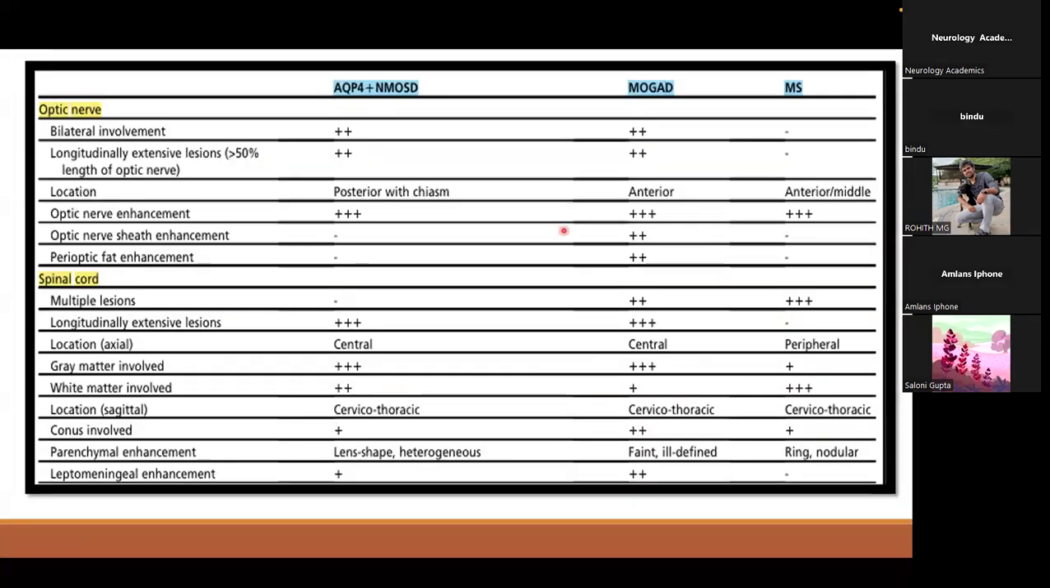So to summarize, we'll see the differences. In optic nerve involvement, in NMOSD and MOGAD, there will be bilateral involvement and an LETM type of pattern.